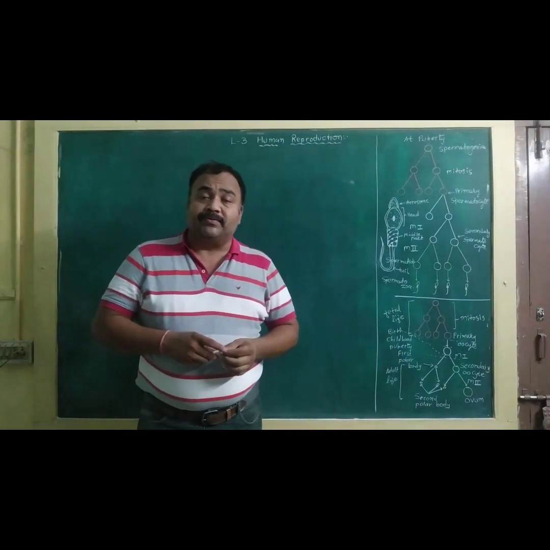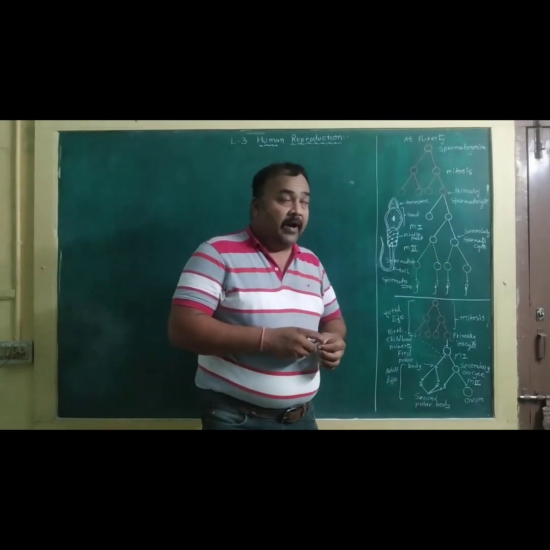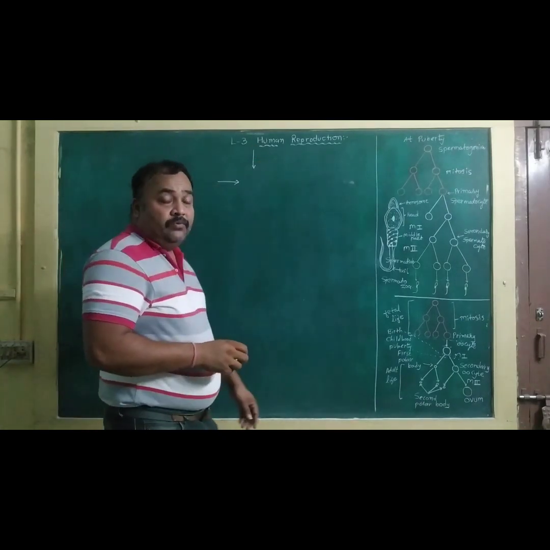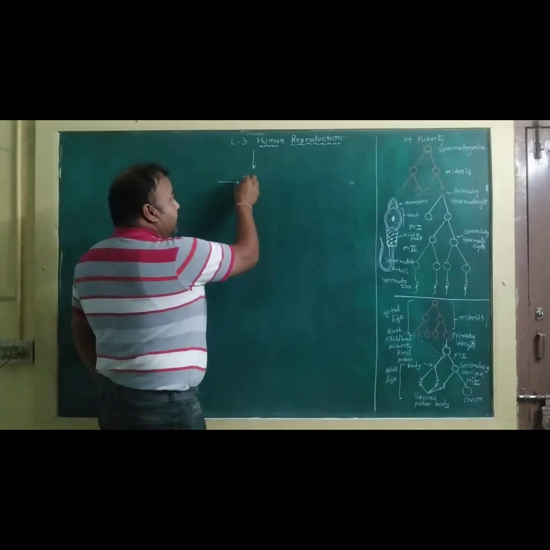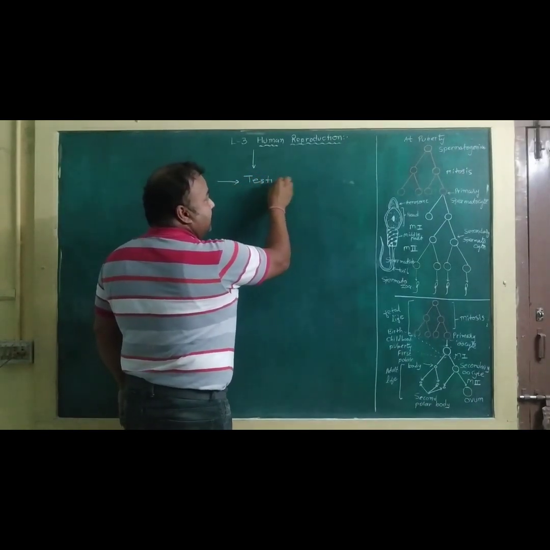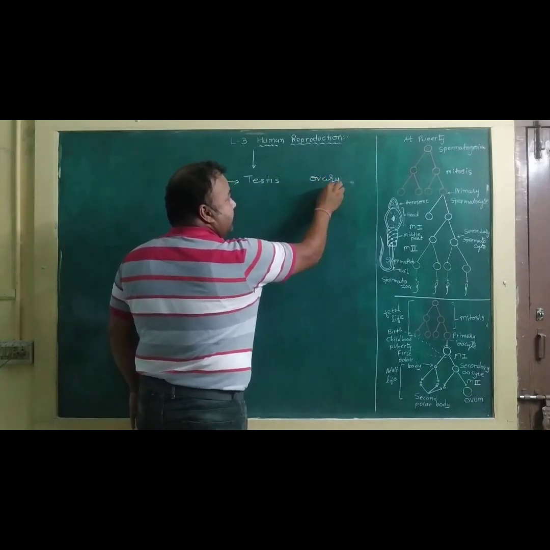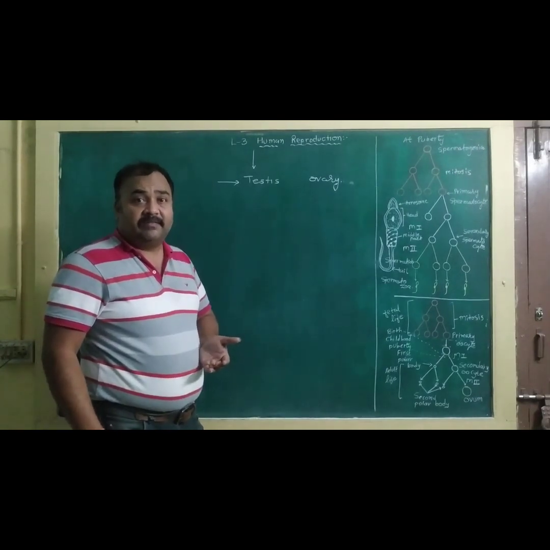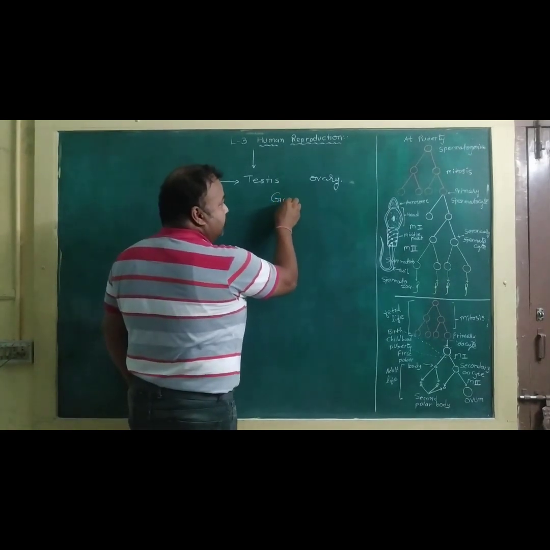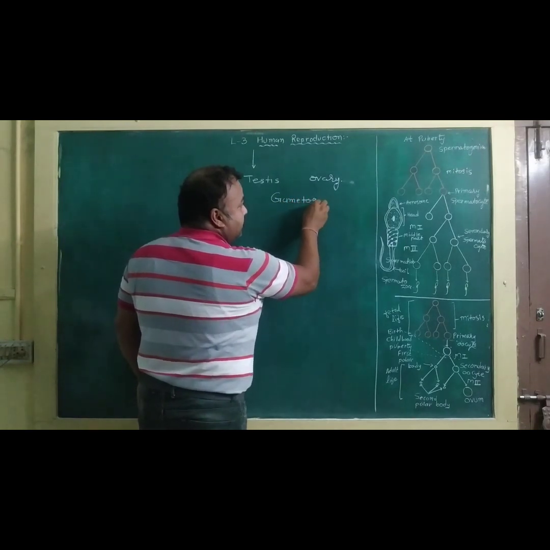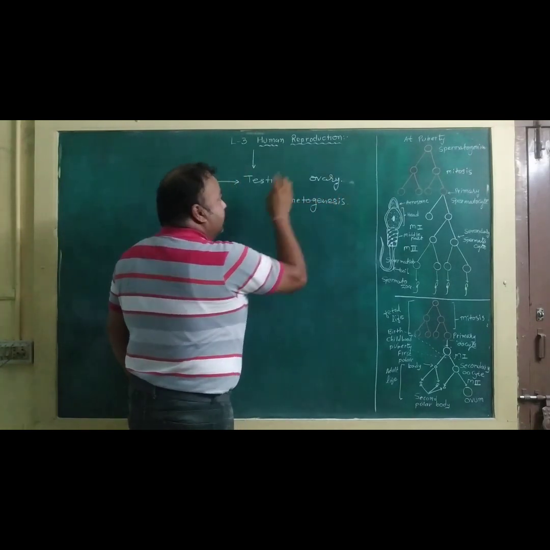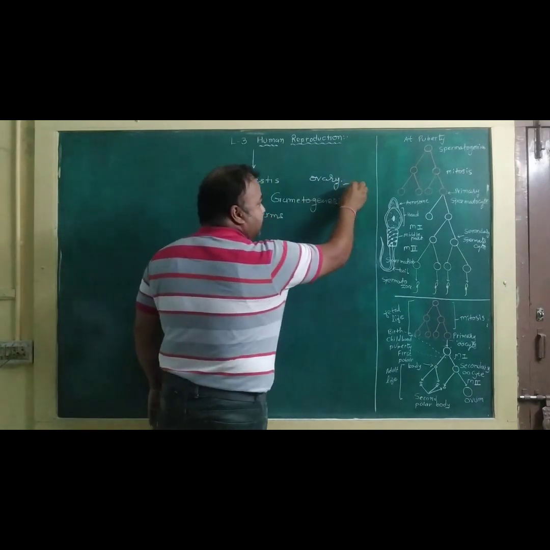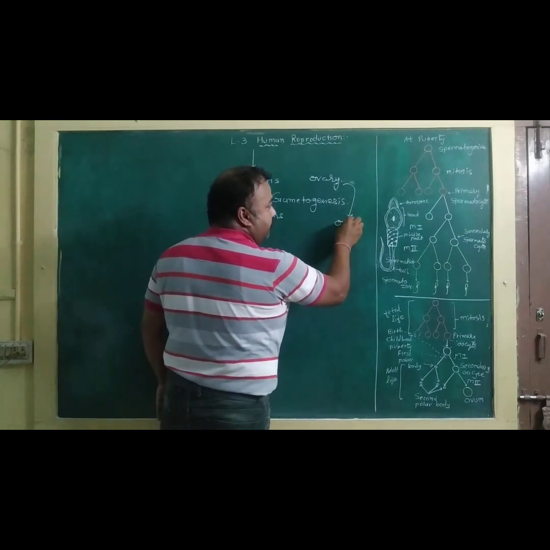In this lecture, we are going to study the formation of sperms and ova. We know that the two reproductive organs in males and females are the testes and ovary. They are responsible for the formation or production of gametes by the process of gametogenesis. The testes produce sperms and the ovaries produce ova or ovum.